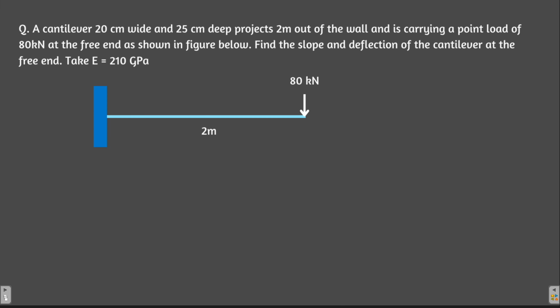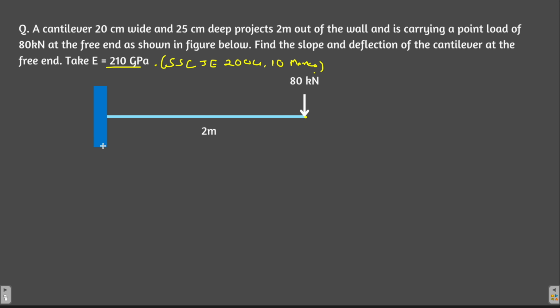Hello students, we are back with another question which has been asked previously in SSC JEE examination 2004 for 10 marks. Let me read the question first. A cantilever 20 centimeter wide and 25 centimeter deep projects 2 meter out of the wall and is carrying a point load of 80 kilonewton at the free end as shown in the figure given below. Find the slope and the deflection of the cantilever at the free end and take E equals to 210 gigapascal.